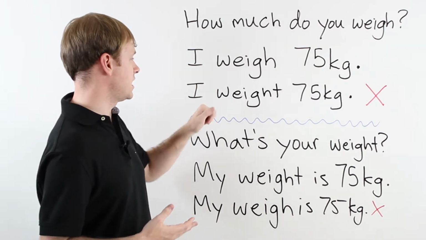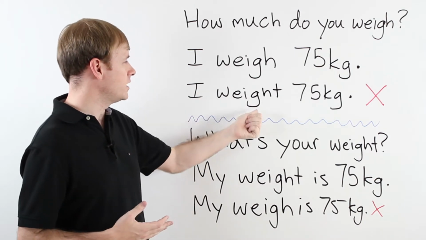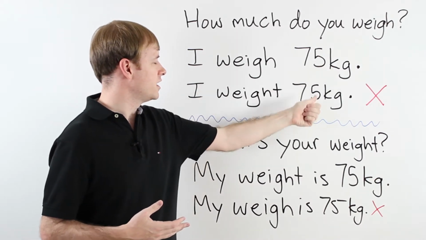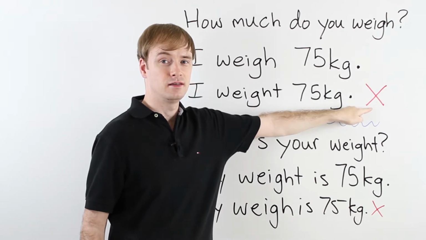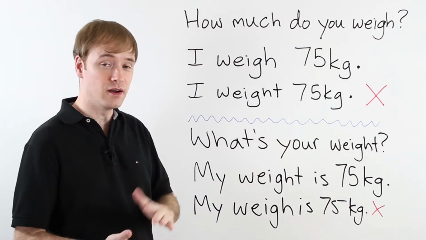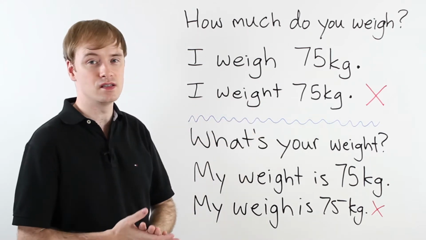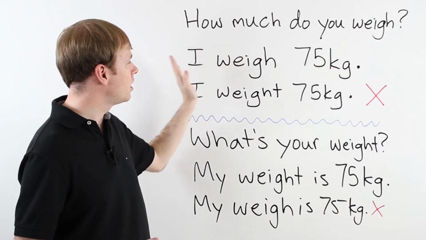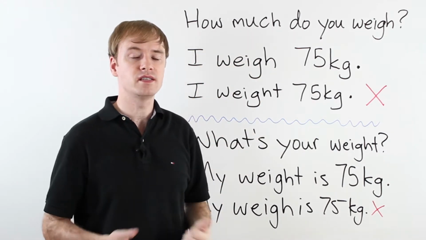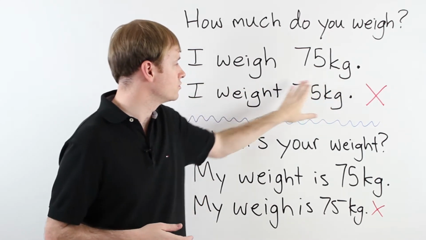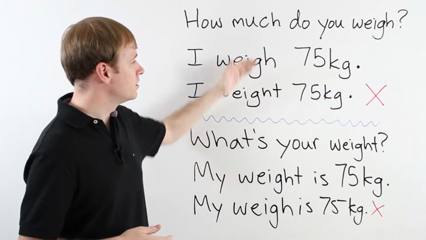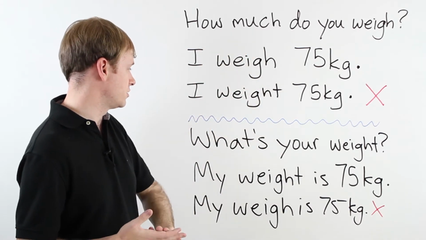Let's look at this answer. I weight 75 kilograms. You see this X? That means it's wrong. Never say I weight. This is wrong. It's I weigh. I weigh 75 kilograms. So this is wrong. Do not say this. Let's move on to the next question.